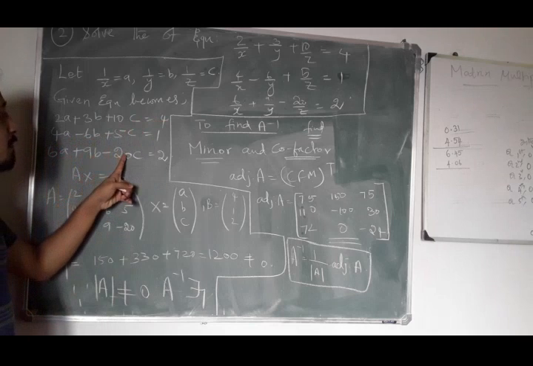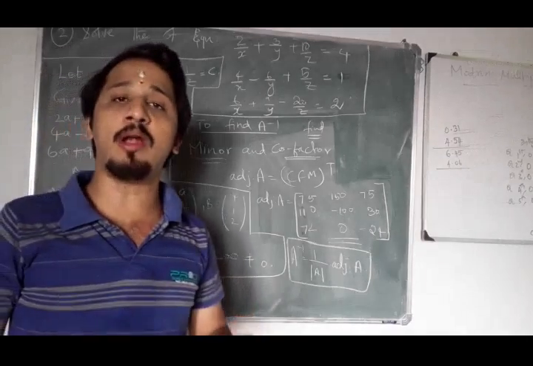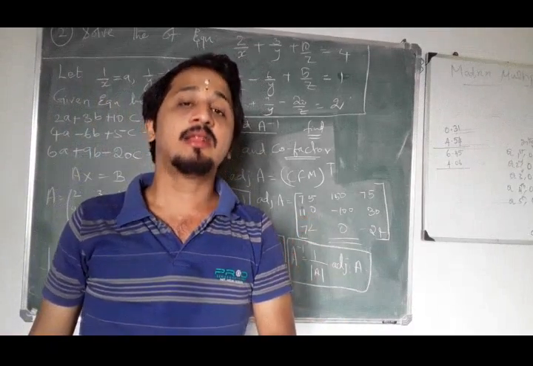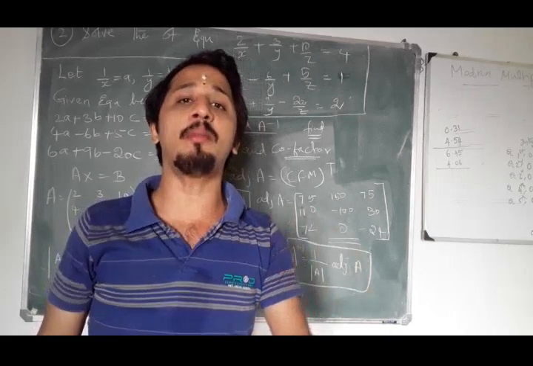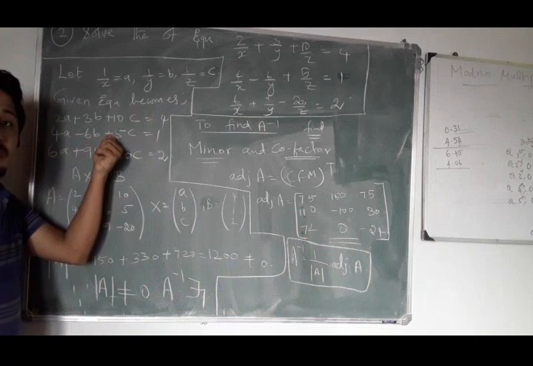6a plus 9b minus 20c is equal to 2. So after considering 1 by x, 1 by y, 1 by z is equal to a, b, c, you have to reform the equation in terms of a, b, c. That's what this one. Is it clear?